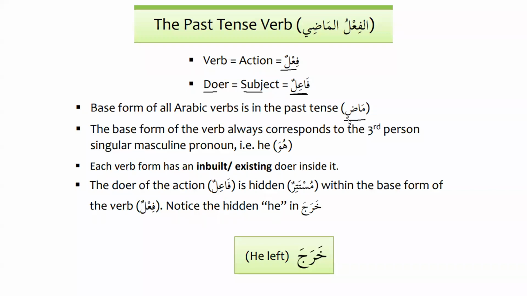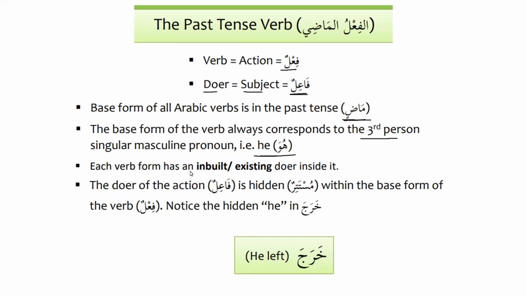So whenever you talk about the verb in the Arabic language, you will always start with the past tense. For example, nasara, yansuru, daraba, yadribu, sami'a, yasma'u. So it always starts with the past tense. And also the base form of the verb always corresponds to the third person. For example, nasara, he helped. So it will be the singular masculine pronoun, yani it starts with he or huwa.